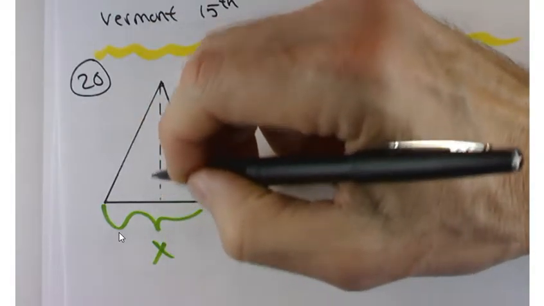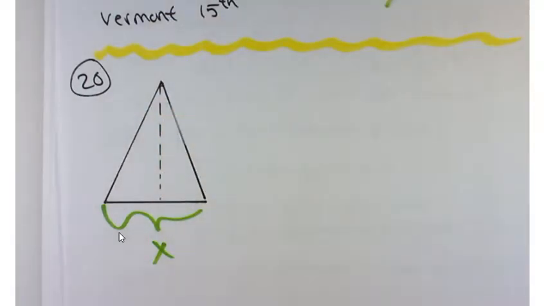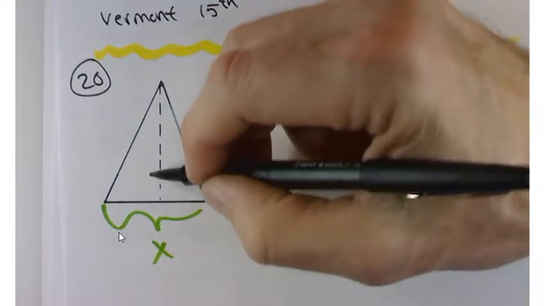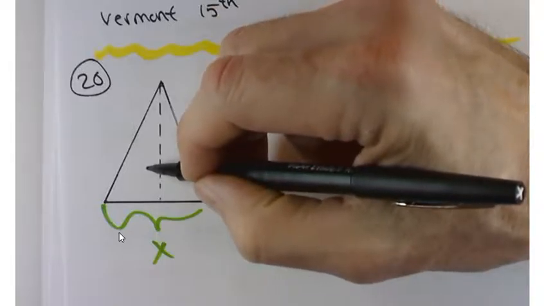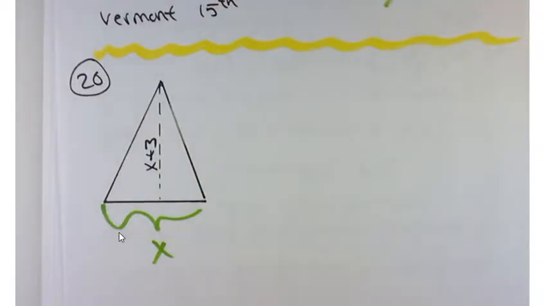Now let's come up with an expression for the height. The height is 3 feet more than the length of the base. Wait, let me just read that. Let me just double check it. Its height is 3 feet more than the length of the base. So what could I put here? X plus 3. All right.